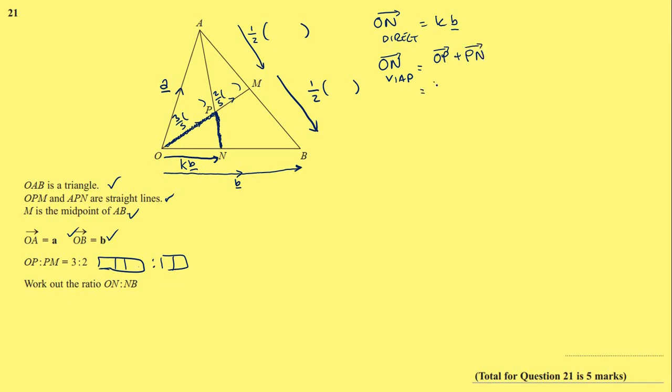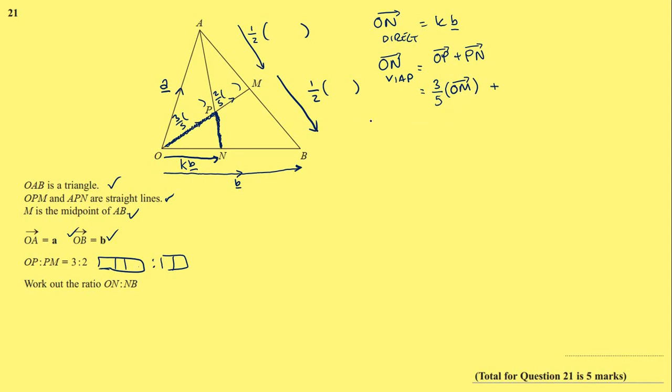Now O to P is 3/5 of O to M, isn't it? It's 3/5 of that line. Plus, well, we'll deal with the P to N later. We'll come to that in a bit. We want to tidy up this as best we possibly can, and then we'll deal with the P to N in a minute. Now 3/5 of O to M.